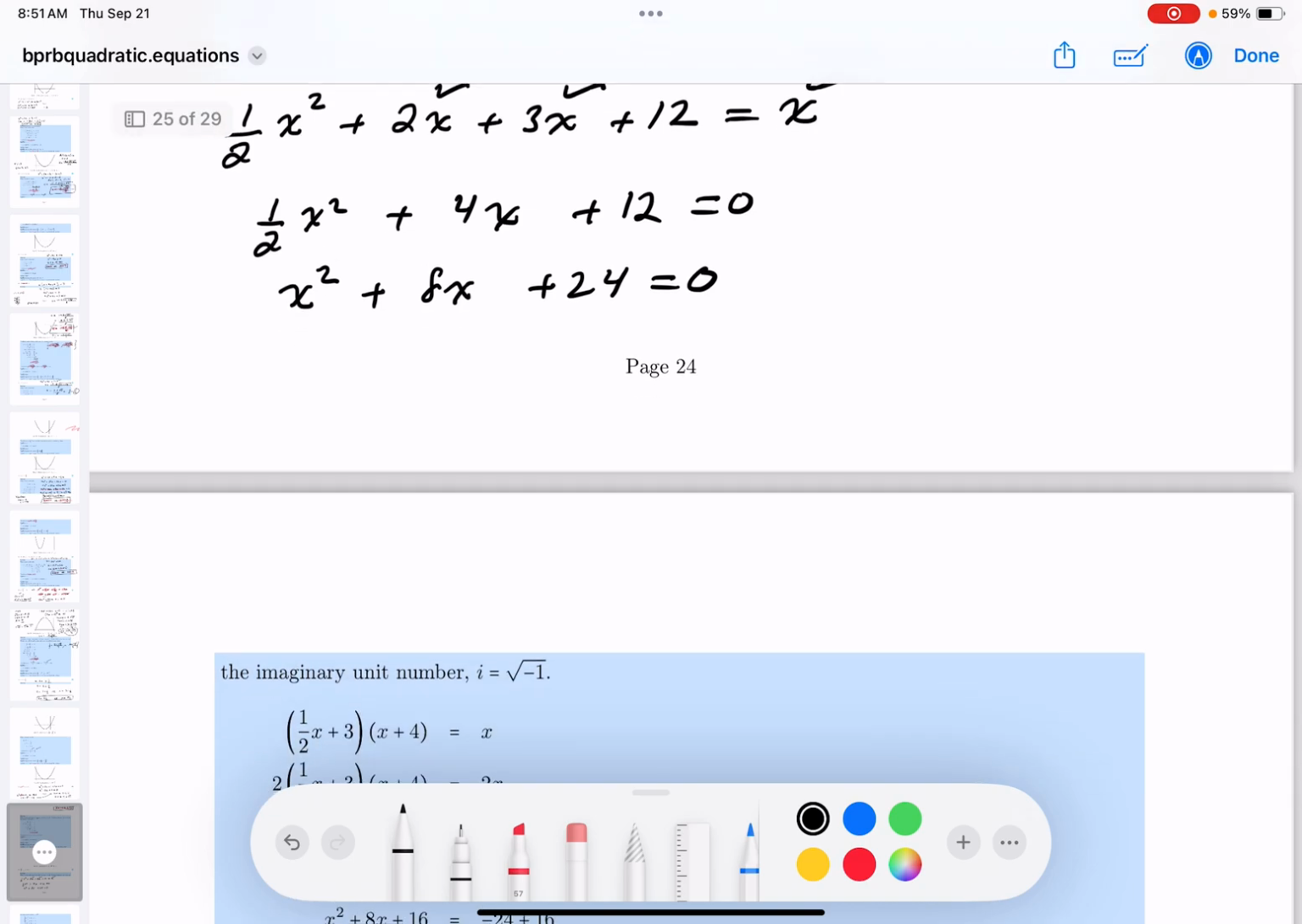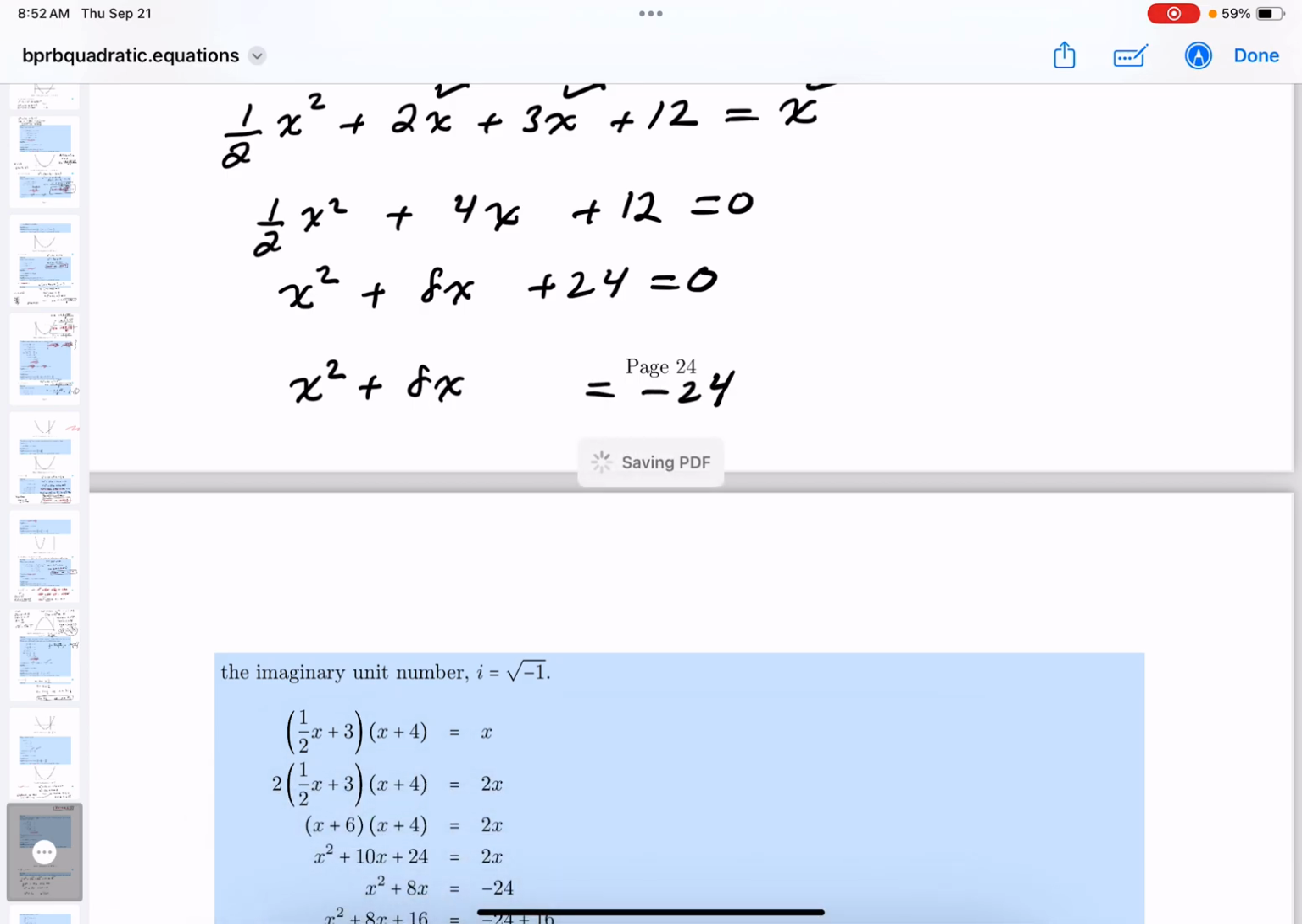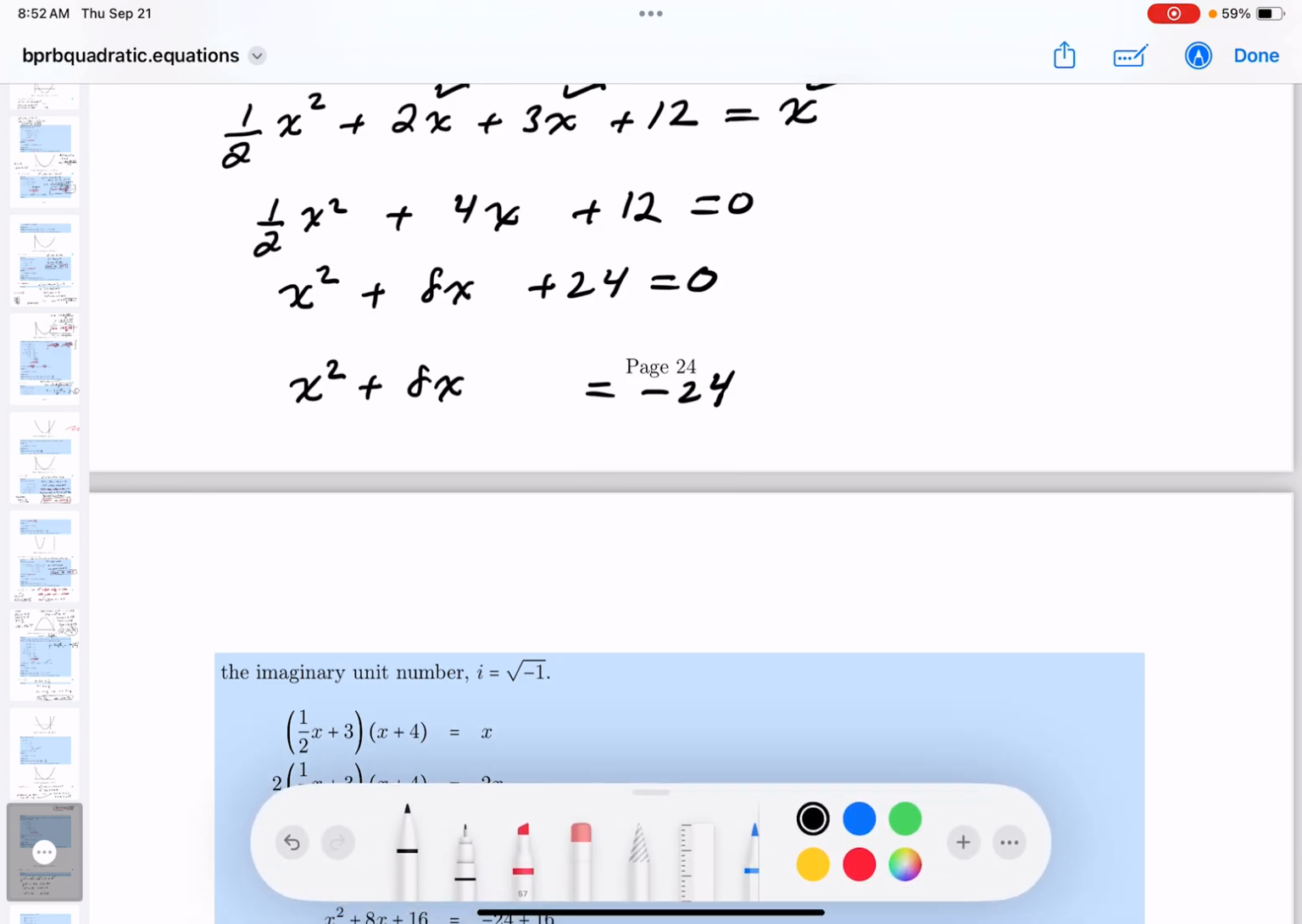It looks like it's really set up for completing the square. Let me put this down for you. X squared, coefficient's 1. The coefficient on x is even, so that makes it easy. And over here, minus 24. All right? So what do you do now? Half of the 8, which is 4. You square the 4, that gives you 16. And you add 16 to both sides.